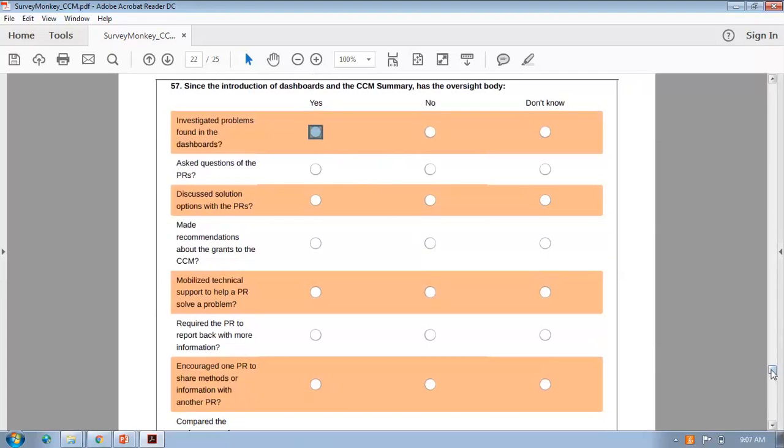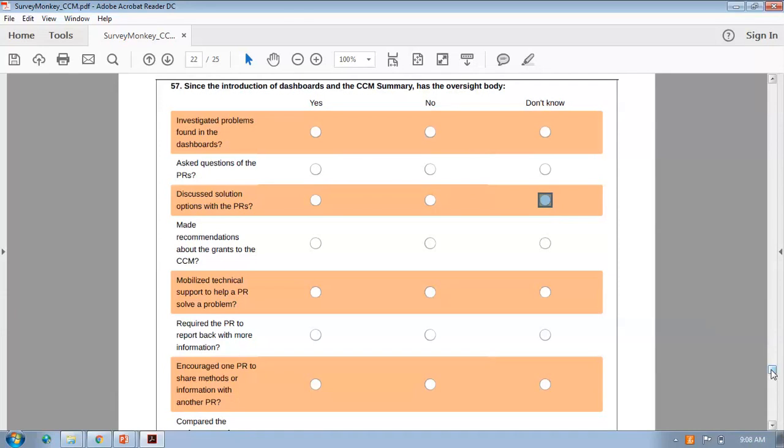So first of all, has the oversight body ever seen a problem in the dashboard and decided to investigate it? And then you could tick yes or no. And then the next one would be, well, during the oversight committee meeting, do they ask questions about the dashboard with the PR? And then you would tick yes or no. You know, have they discussed solutions to problems with the PRs, or what happens? Do they ask the PR what their solutions are? You know, try to get them, it's not just yes or no, but see if you can get any little bits of detail. Has the oversight body made recommendations about the grants to the CCM?